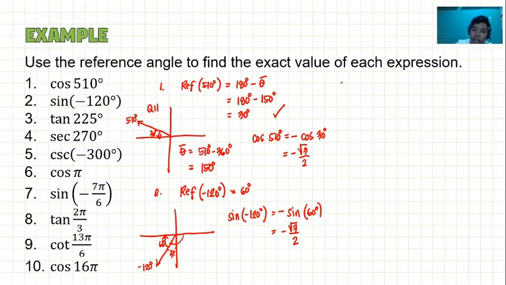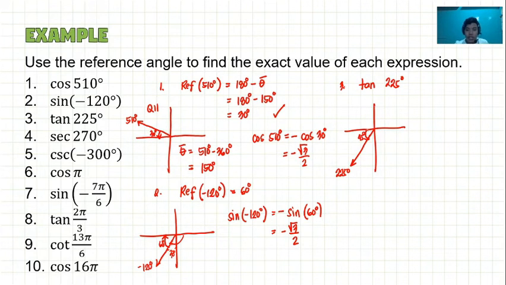Okay. Now for number 3, tangent 225 degrees. Okay. So for tangent 225 degrees, let's locate 225 degrees. So 225 degrees is just 180 plus 45, right? So it is somewhere here. So this is 180. So this is 225 degrees. Thus, this angle here is just 45 degrees. Okay? So the reference angle will be 45 degrees.